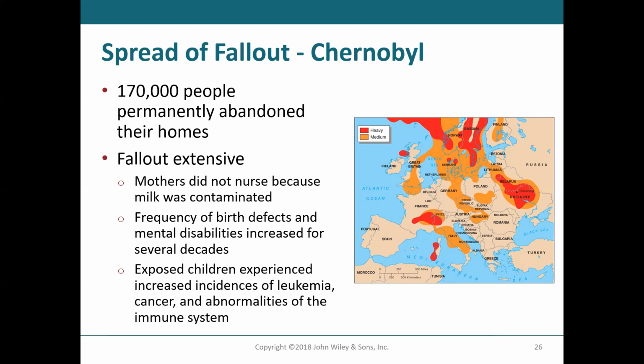What we have seen is the long-term effects, because there was an increase in the frequency of birth defects and mental disabilities over decades, and a lot of children as well as adults suffered leukemia, cancer, and other abnormalities to their immune systems. And you can see here in this little picture the radioactive immediate fallout from Chernobyl, which extended all throughout Europe.